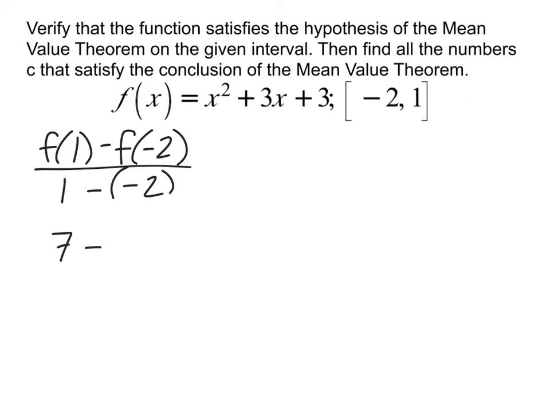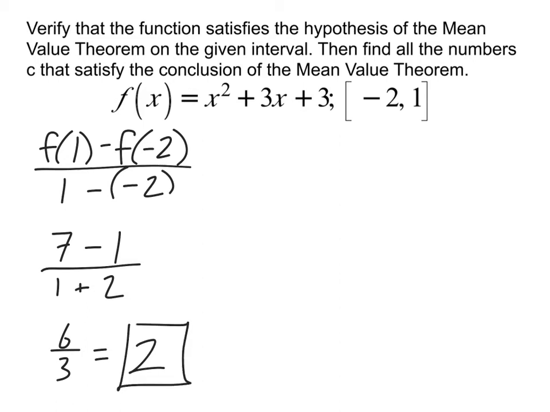And then f of negative 2 is 1. And then on the bottom, 1 minus a negative 2, well, that's going to be the same as 1 plus 2. And so I end up with 6 over 3. So then my original slope then is 2. So then what that tells me is that there has to be some point in my derivative where x equals 2. And so then I go ahead and start that work.